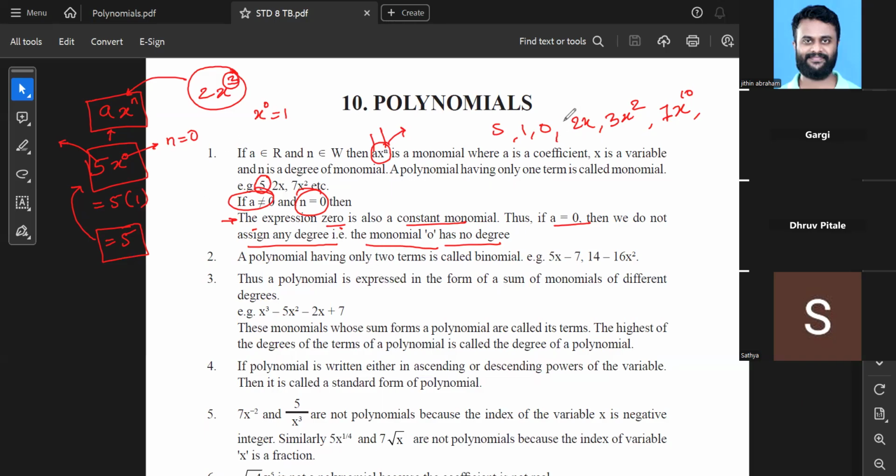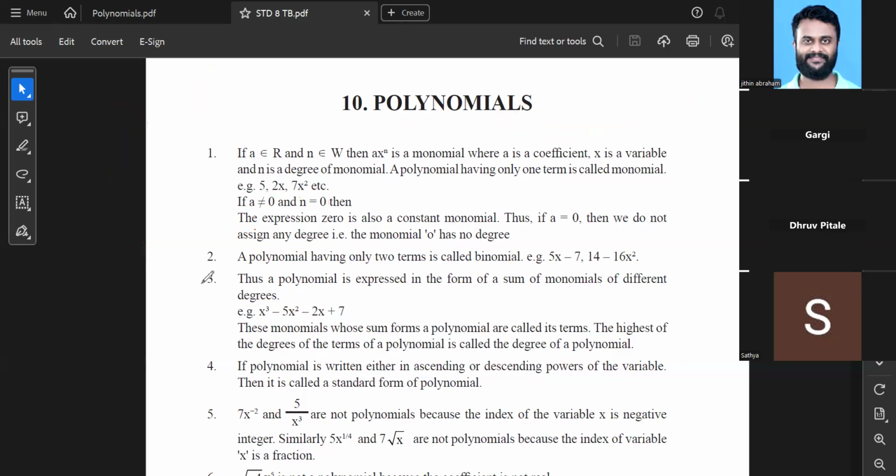And what is degree? It's a very simple terminology. Degree means whatever is there on the power. So 5 means 5 multiplied by x raised to 0, so it has 0 degree. 1 has 0 degree. 0 has 0 degree. But 2x has 1 degree. 3x square has 2 degree. 7x raised to 10 has 10 degree.